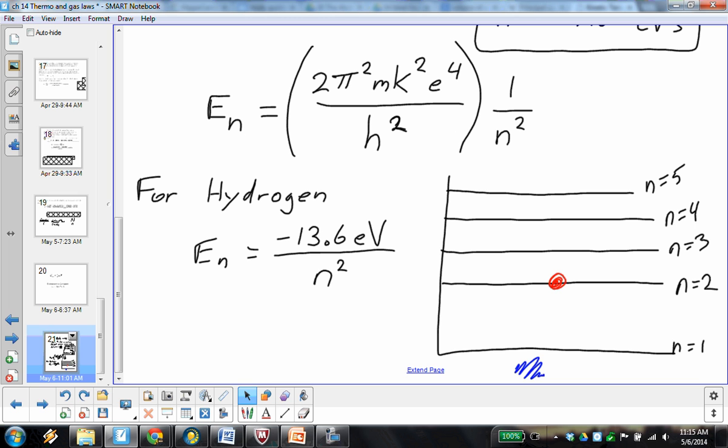All right. And then let's say that an electron drops energy levels. So it goes from, let's say, 3 down to 1, and it releases a photon, and that photon goes off into space. Then the change in energy levels is equal to the energy of the photon it releases.